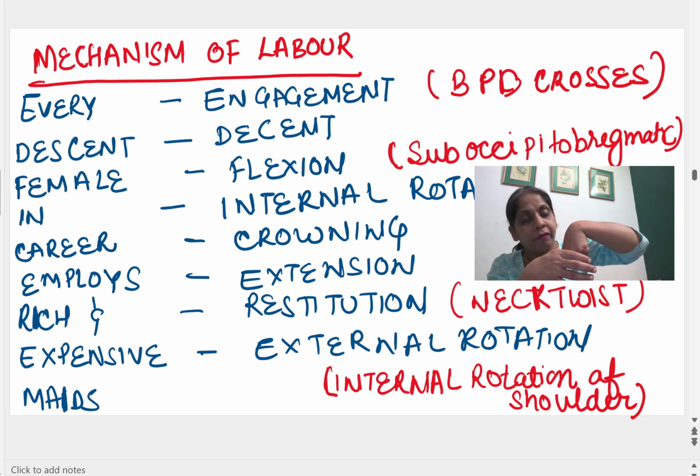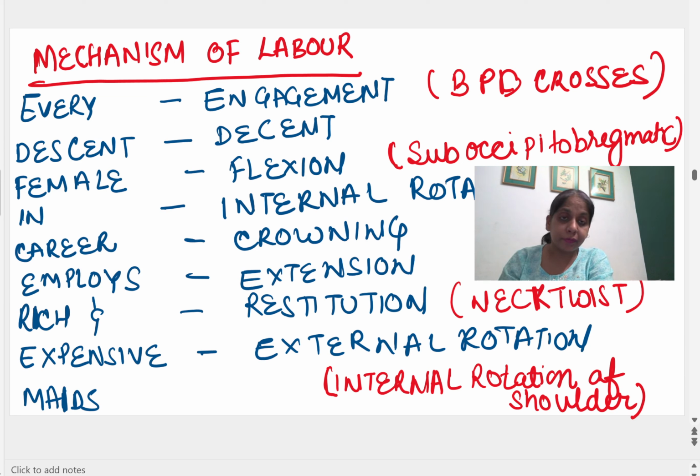Now when flexion occurs, which diameter presents? Suboccipitobregmatic. So when full flexion is there, which diameter is felt on PV? Suboccipitobregmatic. Then at the level of the ischial spine, internal rotation occurs, by 1/8. Then crowning occurs, then the head extends like this, and then it delivers, and then restitution.